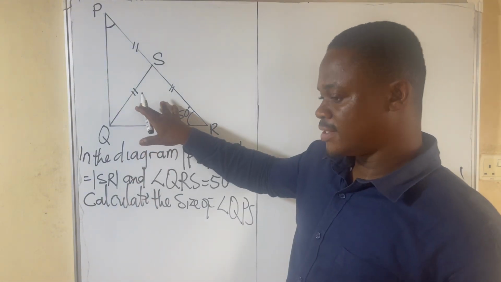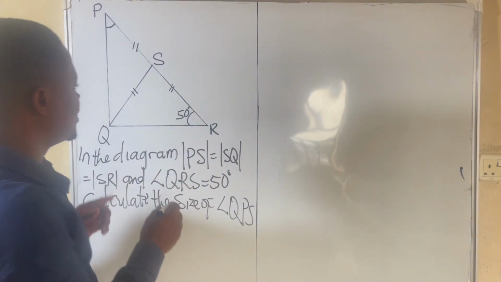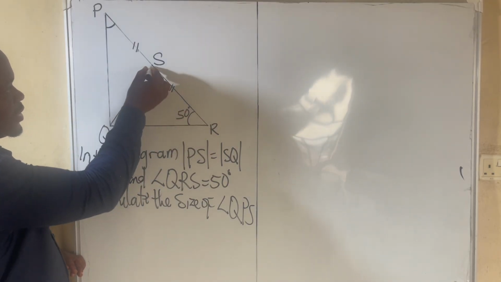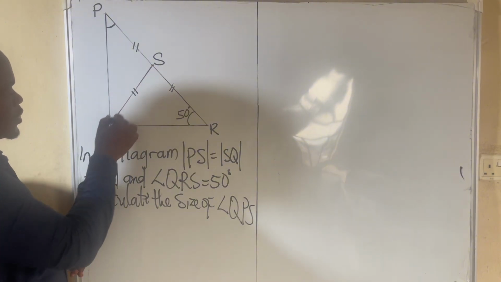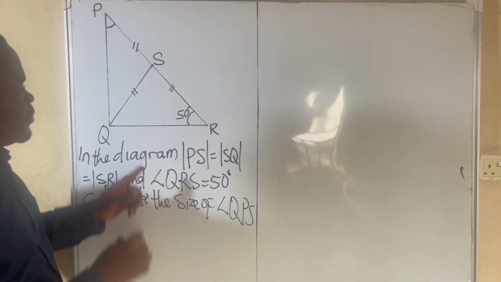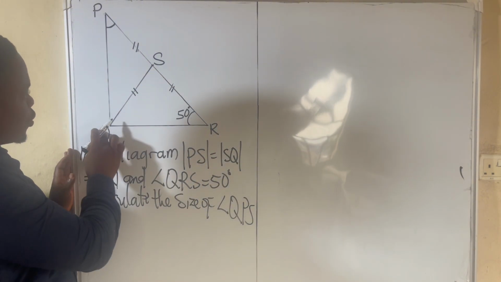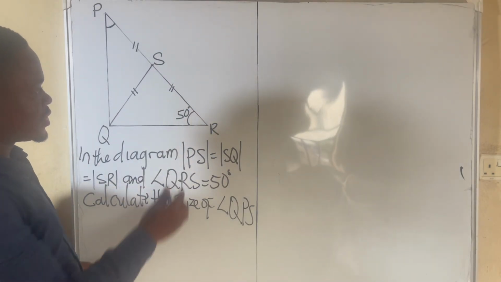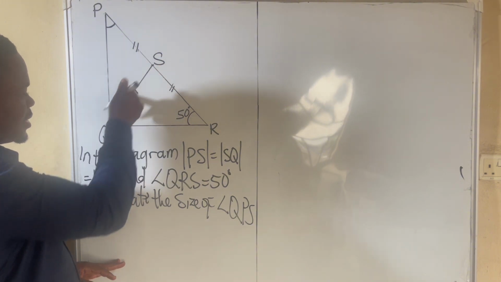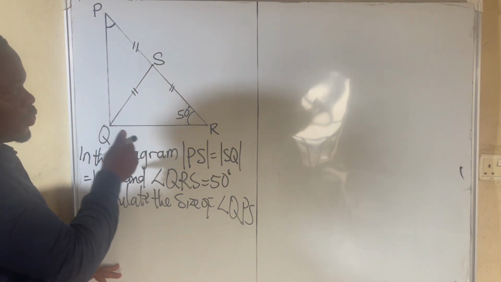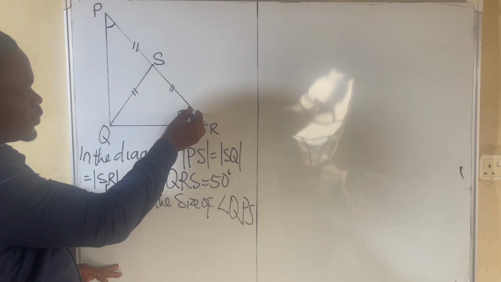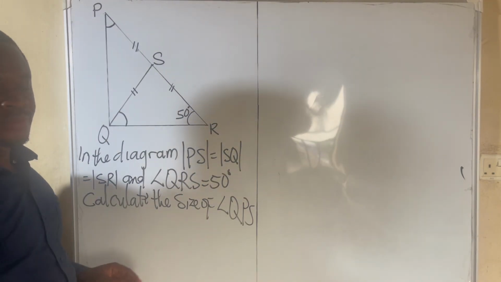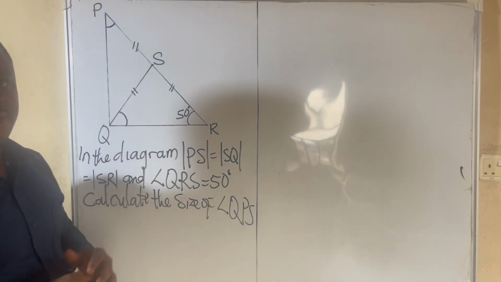So looking at this, because of this symbol here, it shows that this side from here to here is equal to from here to here. Automatically, this triangle here, QSR, becomes an isosceles triangle because this side is the same as this side. So here we have two sides equal, and what that means is that these two angles are also going to be equal, meaning that here and here will be the same.